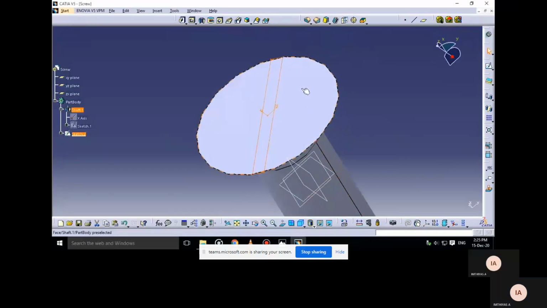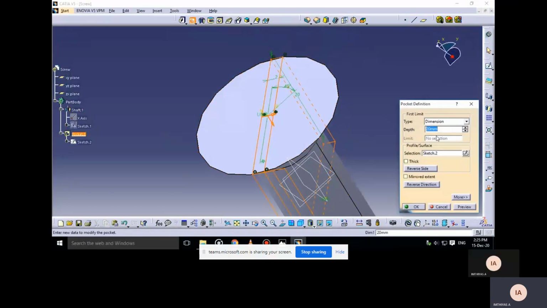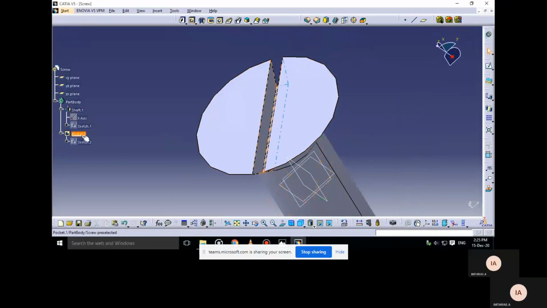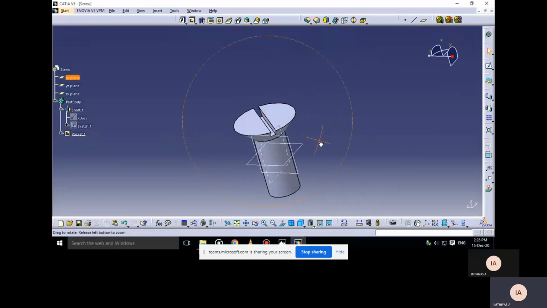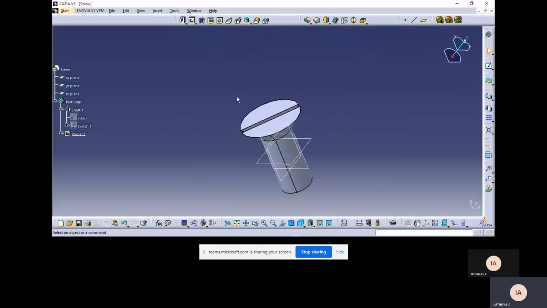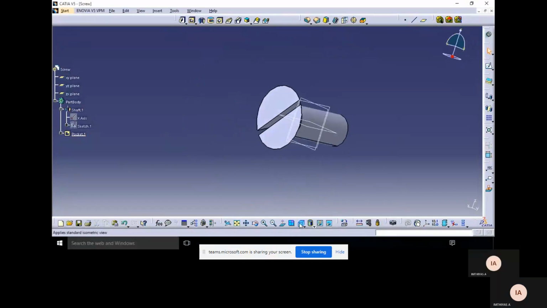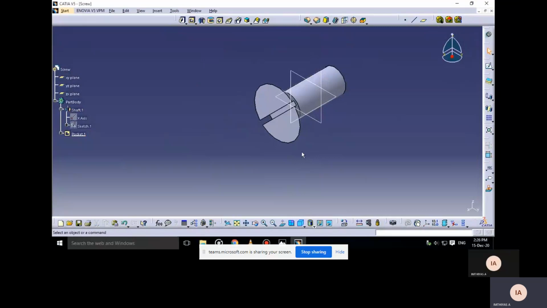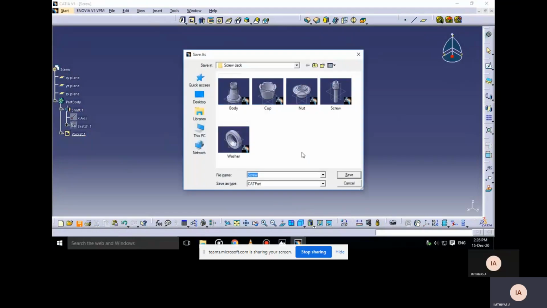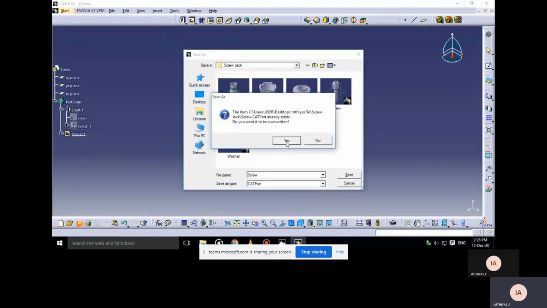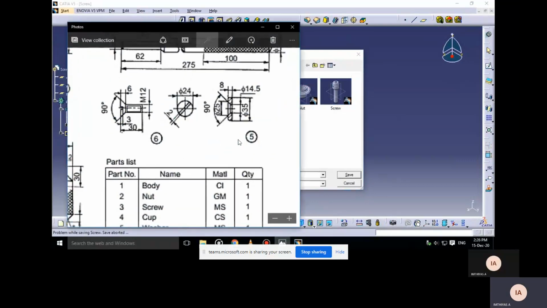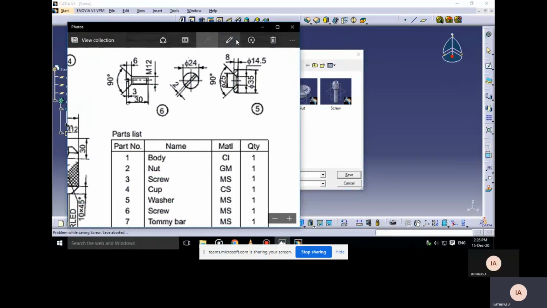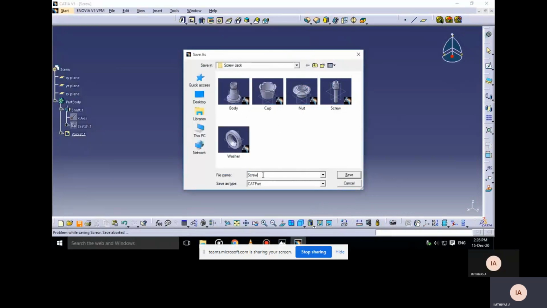Then we will remove the material using the pocket definition for 3 mm. Now the screw is made. Next part is being made, and we have to make the screw and the Tommy bar. Next part.